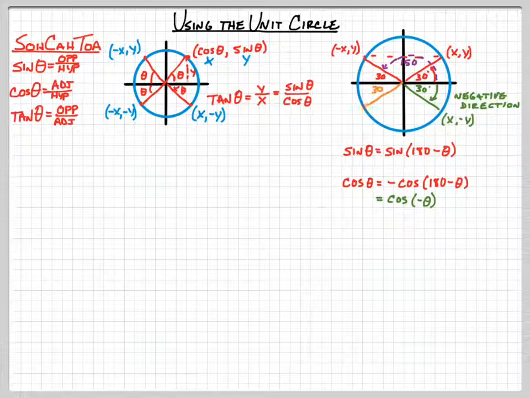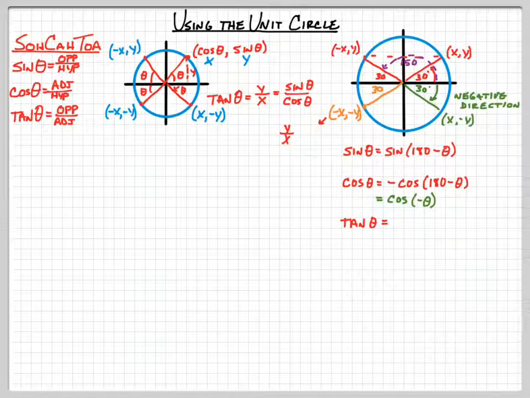Okay, so now quadrant 3. If we've got our 30 degrees there, then we're going to have our negative x and negative y, because in quadrant 3 both values are negative. So what about tangent? What do we do with tangent theta? Well, tangent is going to be our sine over our cosine. It's our y over our x.